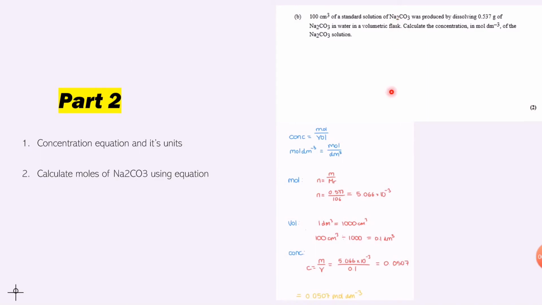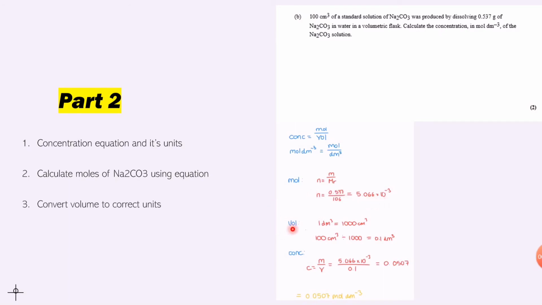So first we want to calculate the moles of the sodium carbonate that we've dissolved in our solution. So we want to find the moles, so we're using this equation here, our moles equals mass over Mr. So we plug the values that were given in the question, so we have our 0.537 grams, and we're dividing it by our relative molecular mass, which we know now is 106, and this gets us our moles here. So this is our moles that we've dissolved in the solution.